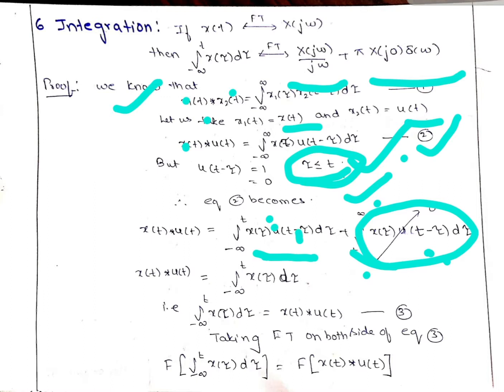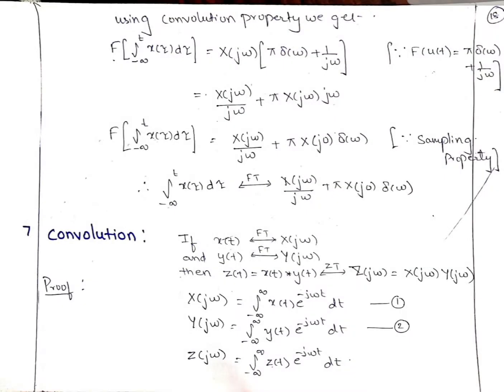Now taking this as equation 3, applying the Fourier transform on both sides of equation 3, we get the Fourier transform of the integral from minus infinity to t of x of tau d tau is equal to the Fourier transform of this one. Now using the convolution property, x of t convolved with u of t is given as X of j omega into delta of omega plus 1 by j omega.